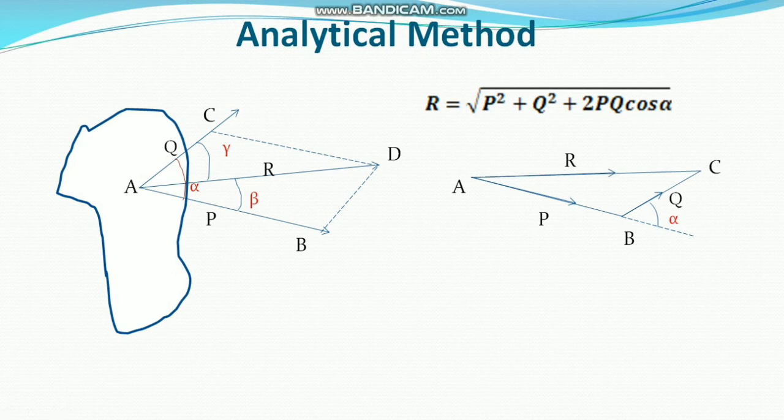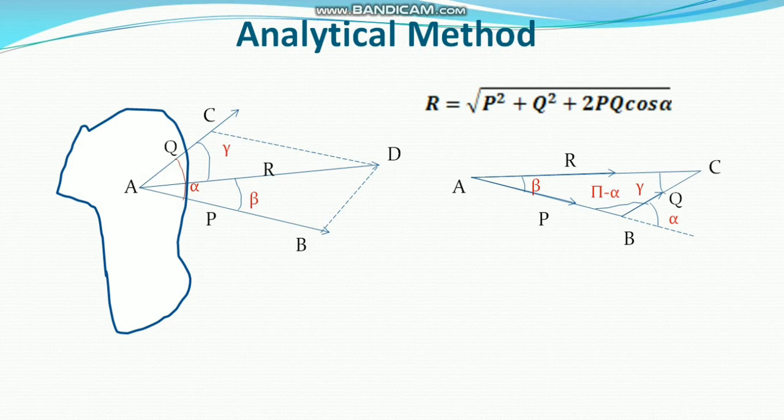Now the angles. Alpha is the angle Z1. Inside the triangle, the angle between P and Q will be pi, that is 180 degrees minus alpha. So this is the angle between P and Q inside the triangle. The other angle, between P and R, is already in the parallelogram, so that is beta. And similarly, the angle between the resultant R and the Q force is gamma. So this is the triangle.